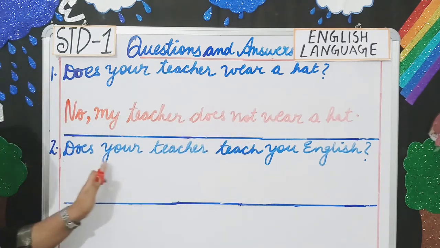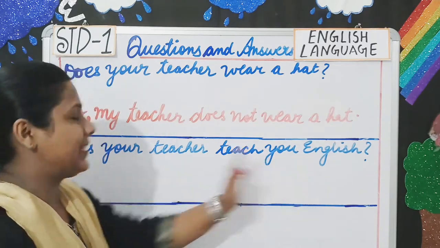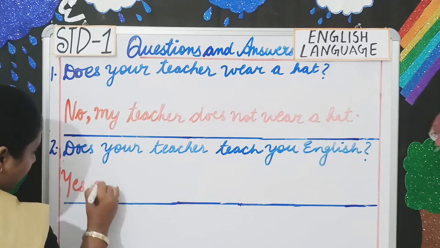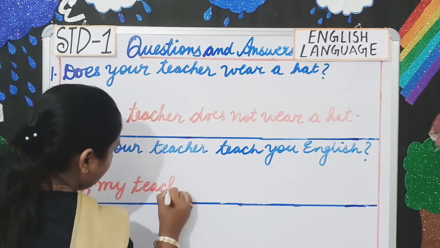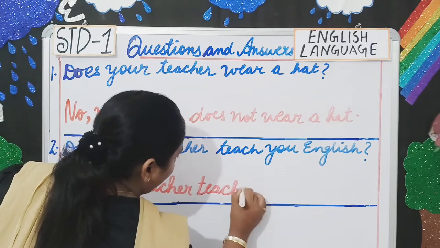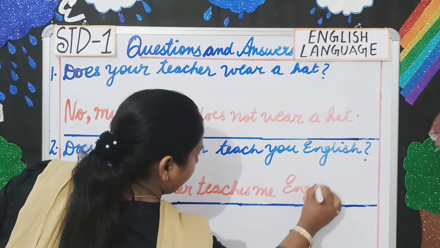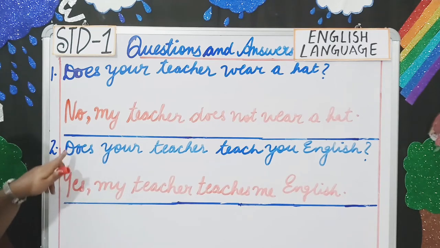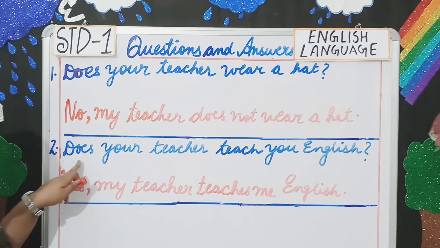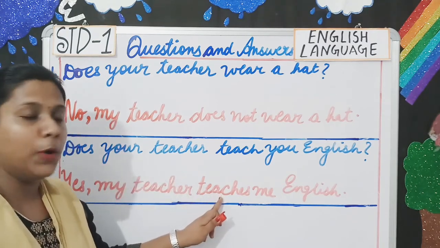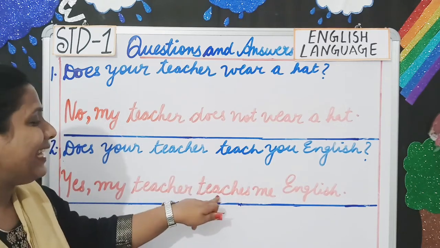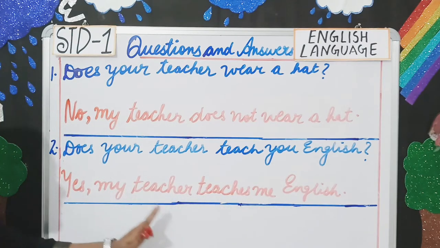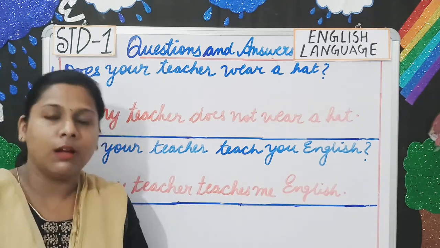Clear? Next. Does your teacher teach you English? You will write yes. My teacher teaches me English. Now here what we are doing is, this your is changing into my, and whenever the question starts with does, you have to add s or es to the verb. So what is the verb here? Teach. So you will add es. It becomes teaches. You becomes me. So you will write, yes, my teacher teaches me English. Clear?